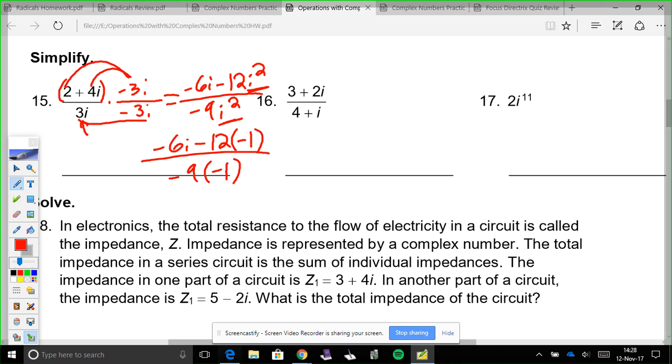The negative 12 times negative 1 makes a positive 12, so it becomes negative 6i plus 12. And then on the bottom, I'll have a positive 9, because negative 9 times negative 1 is positive 9.